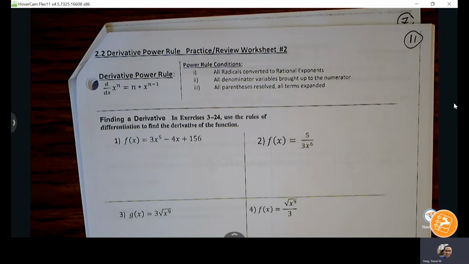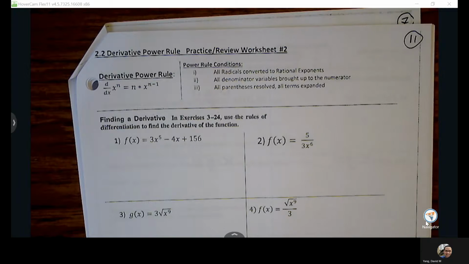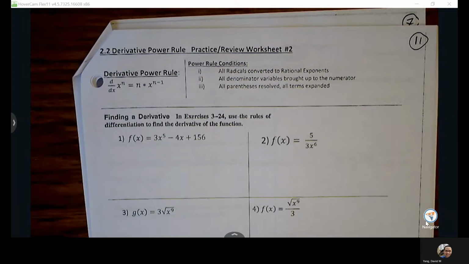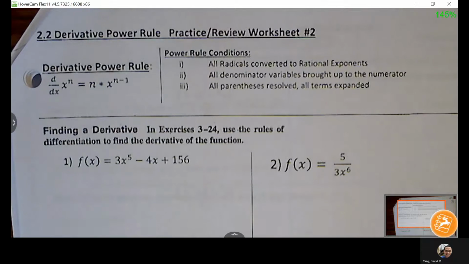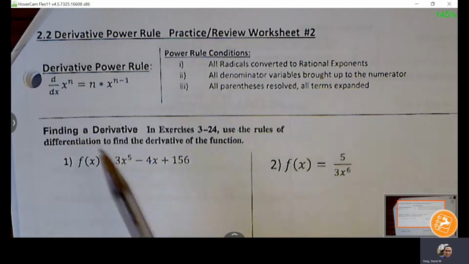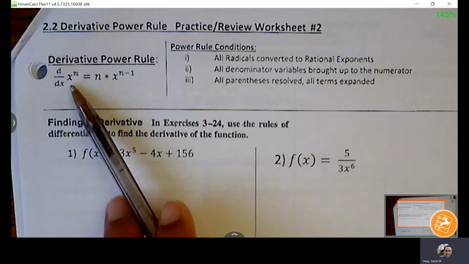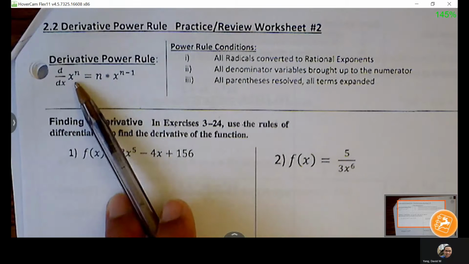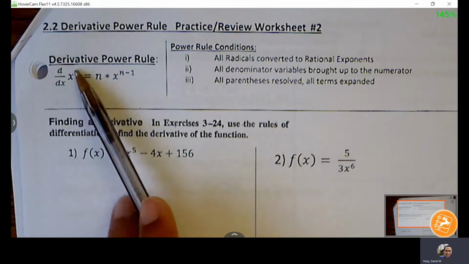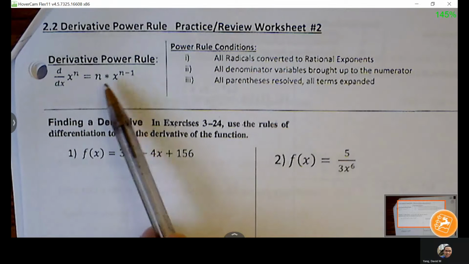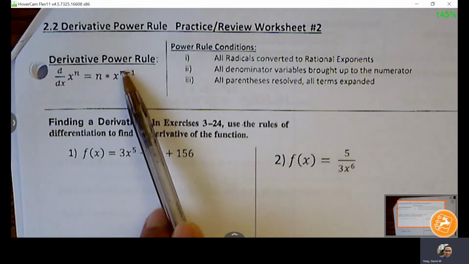So we're on page 11 of your chapter 2 packet. Okay. And we learned yesterday power rule, which is going to be a much more efficient way to find the derivative than with a limit definition. So we learned that if I have x to the nth power, you can find the derivative by simply bringing that exponent down in front and then subtracting 1 from that current exponent.